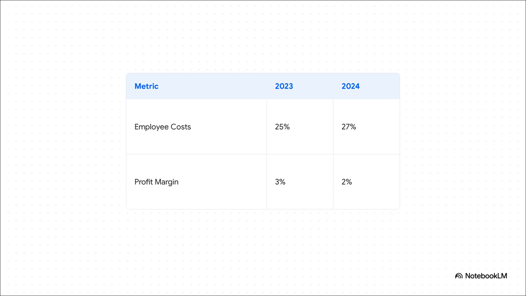But we're seeing a really worrying trend. Their employee costs, as a percentage of revenue, are creeping up, and their operating profit margins have dropped from 3% down to 2%. If you calculate that trend, going from 3 to 2 is actually a massive 33% relative drop in their margin. They clearly need to improve their operational data, but how they choose to do it matters immensely.